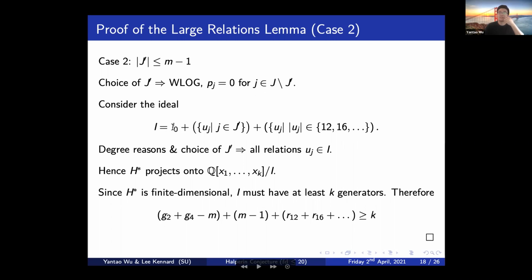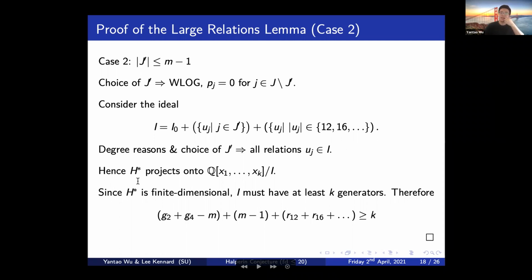It has 3 parts. First, some generators in degree 4, and all the generators in degree 2. We also include the relations in the set J prime, and we also include the relations with higher degree. We can check that degree 4 is in the ideal when the relation of degree 8 is in the ideal, with a relation of degree 10, 14 is also in the ideal, and so on. So it turns out all the relations are in this ideal.